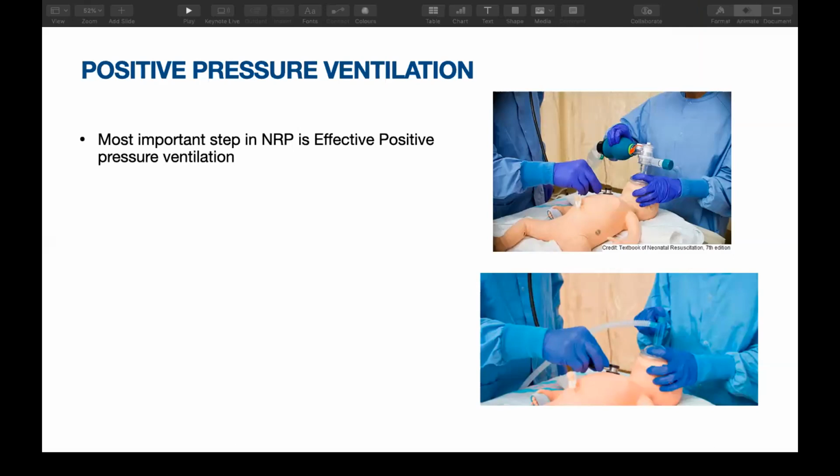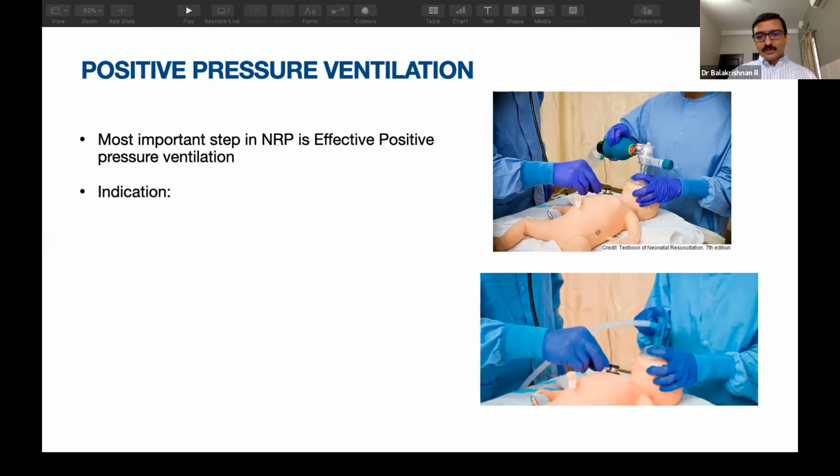Members, viewers, please. So the most important step in NRP is effective positive pressure ventilation. The indication for positive pressure ventilation is any baby who is apneic or gasping, or if the baby has a heart rate of less than 100, even after the initial steps, then we have to consider positive pressure ventilation.